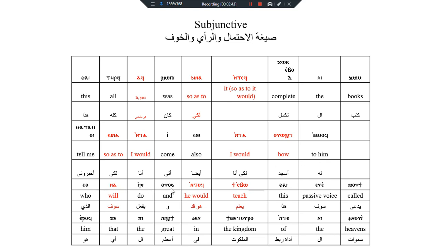Esna iri ouo intif ti isvo, fai ef moti erof je nishti chen timitouro inti niphe ui. Es, who, na, will, iri, do, ouo, and, intif, he would, ti isvo, teach, fai, this, ef, indication of passive voice, moti, called, erof, him, je, that, be, ni shti, great, chen, in, timitouro, the kingdom, inti, of, ni phe ui, the heavens.